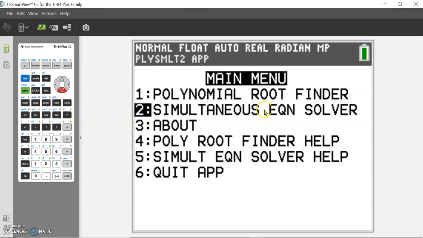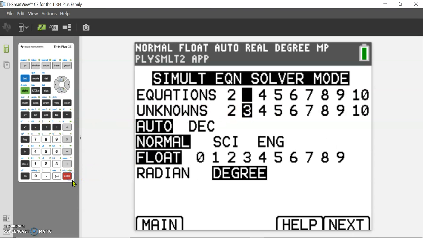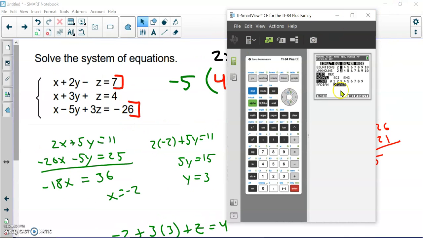But second option, simultaneous equation solver. And then here's what we can put in our system. So remember, we had 3 equations and 3 unknowns. 1, 2, 3 equations, x, y, z. 3 equations, 3 unknowns. All these other features don't matter, at least not for this class. We'll leave it normal and leave it floating, but this part won't matter. Just don't change these settings. And then hit next to enter the system.